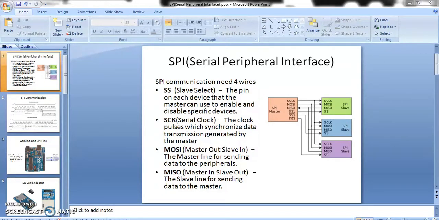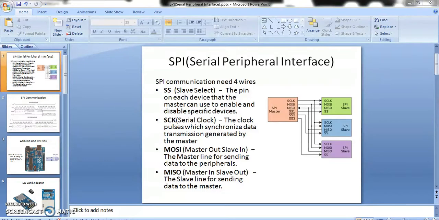Today I come with the SPI communication system. In the previous video, I talked about the USART communication system, which was a serial communication system. Let's start today. SPI means serial peripheral interface. SPI is also a serial communication system. It's a communication protocol just like the USART communication system.